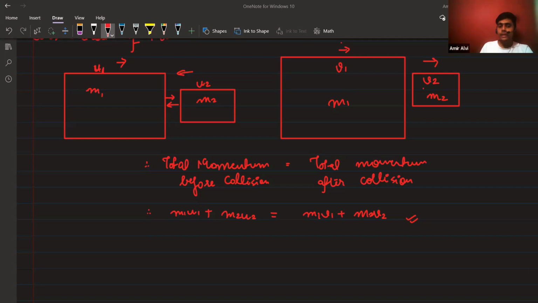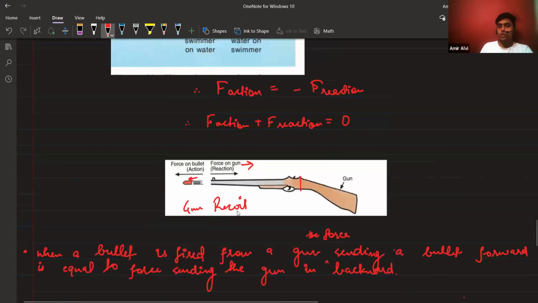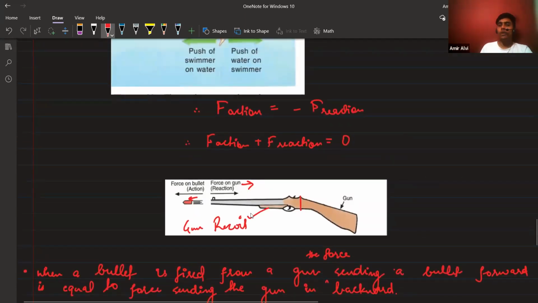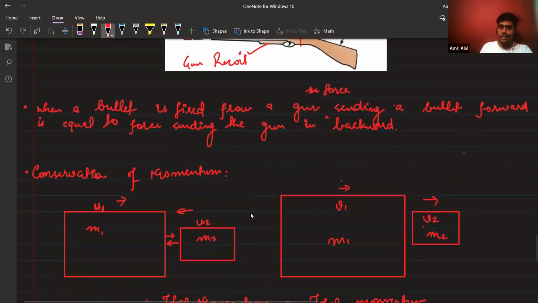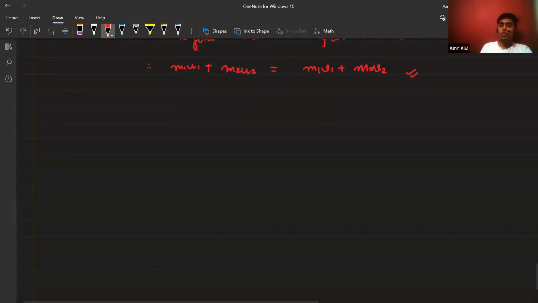Any doubt? So that's what the conservation of momentum is. Conservation of momentum is applied in the recoil of a gun. Conservation of momentum is applied on this question, so let's take the example first and see how to solve it.